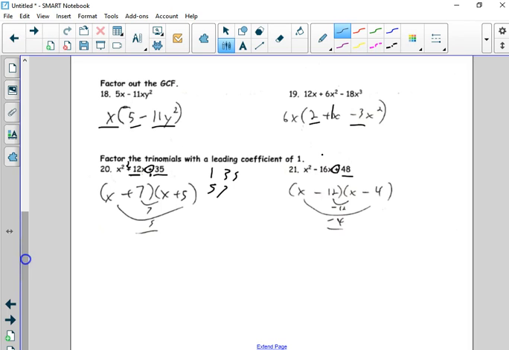Okay, they're going to add up to negative 16, which means both of them are going to be negative. For 48: 1 and 48, 2 and 24, 3 and 16, 4 and 12, 6 and 8. Those are the 5 possibilities you have. And that doesn't take very long to calculate.